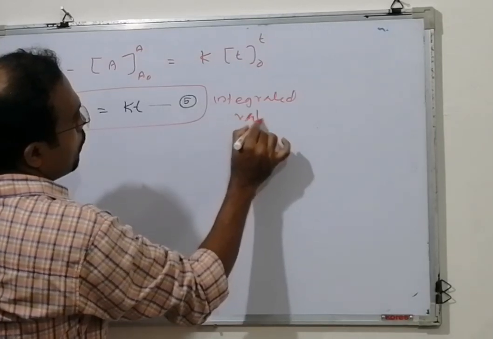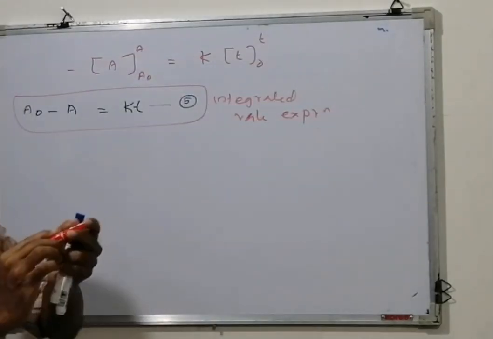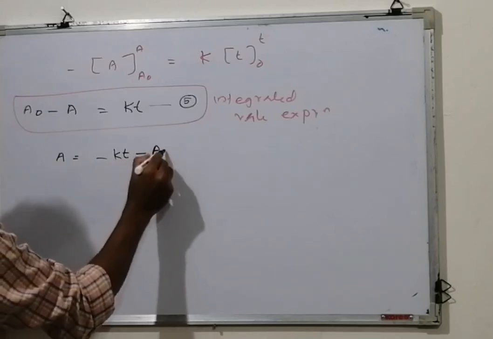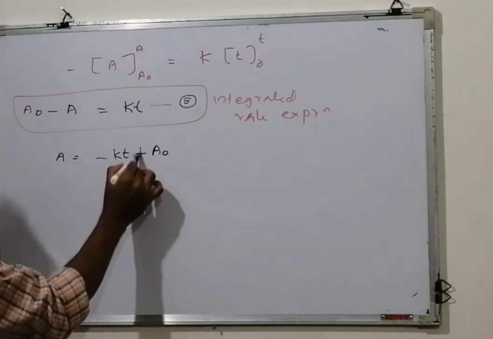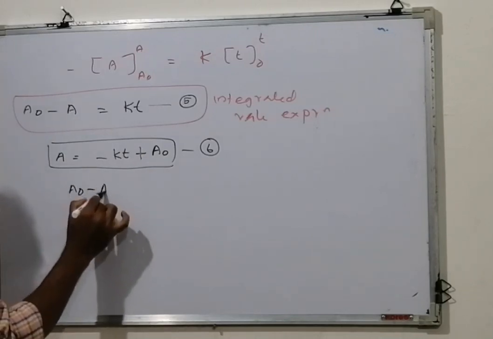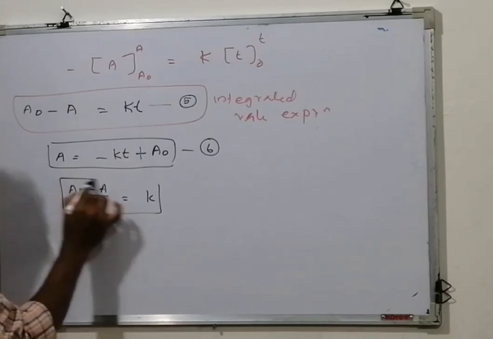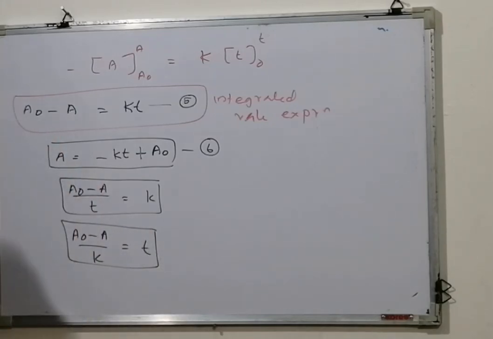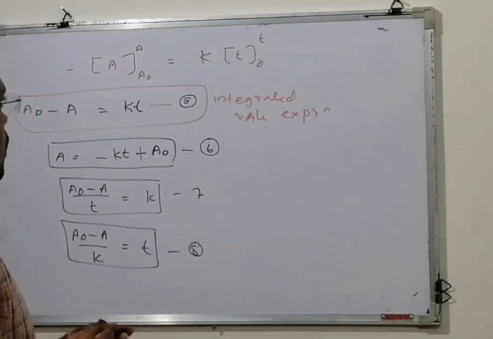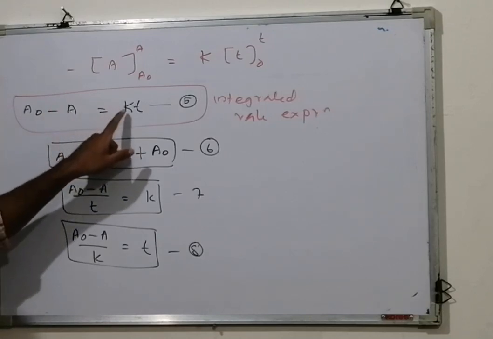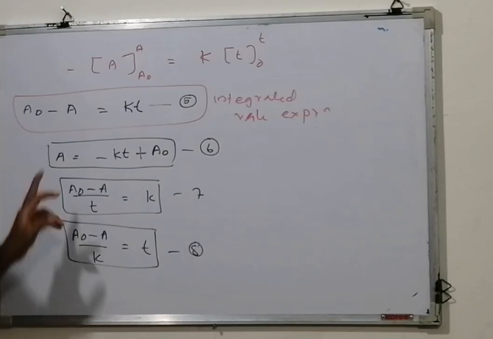Fine. Therefore, this is the integrated rate expression. But you should be able to use it in different forms. Another one is A is equal to minus kt plus A0, equation number 6. Please remember. Another one, A0 minus A by t is equal to k. This is also. Or A0 minus A by k is equal to t. These all are zero order equations. Equation number 7, equation number 8. Please remember all these things. Therefore, you have A is equal to minus kt plus A0, because you kept the A here, kt, and minus A0 has shifted to here.